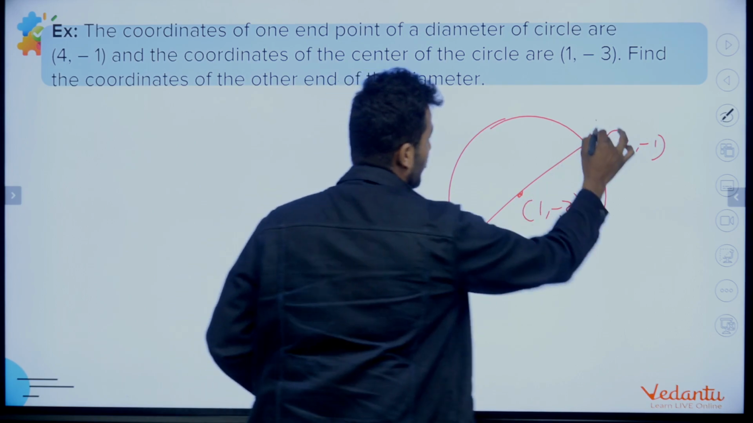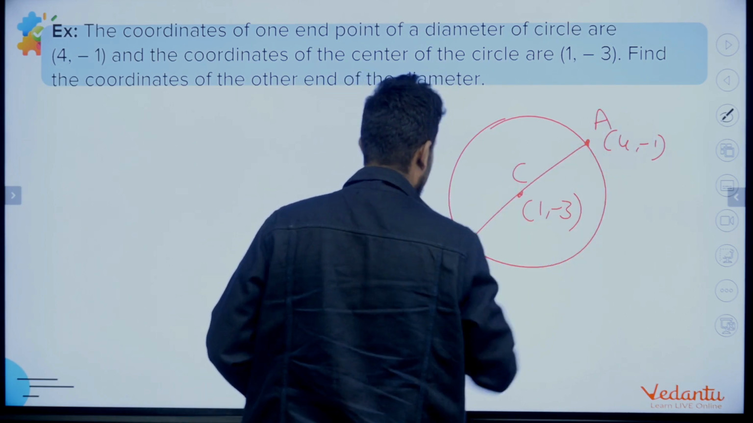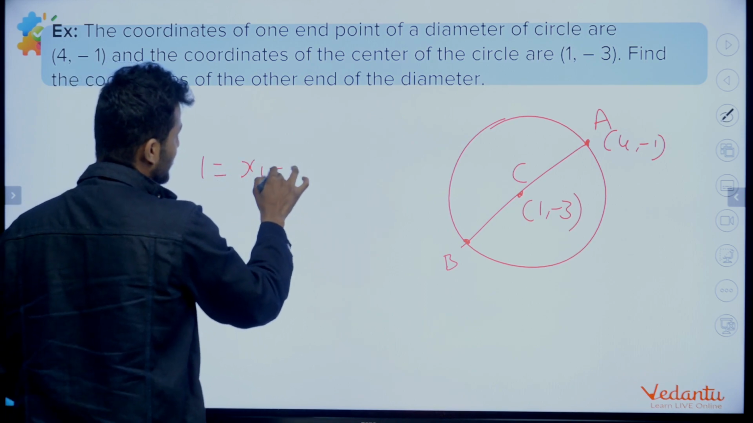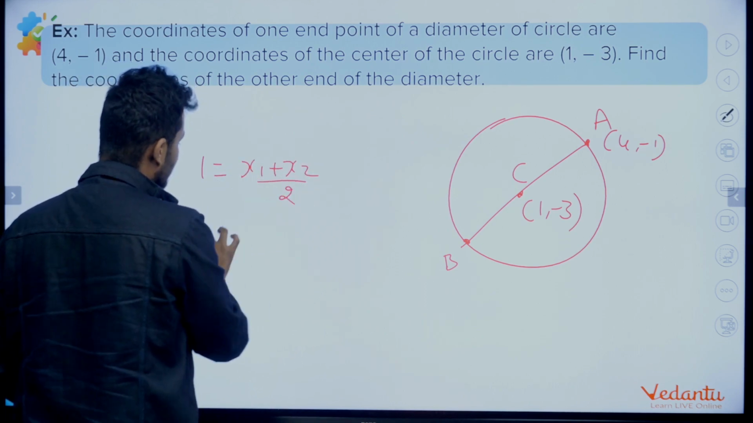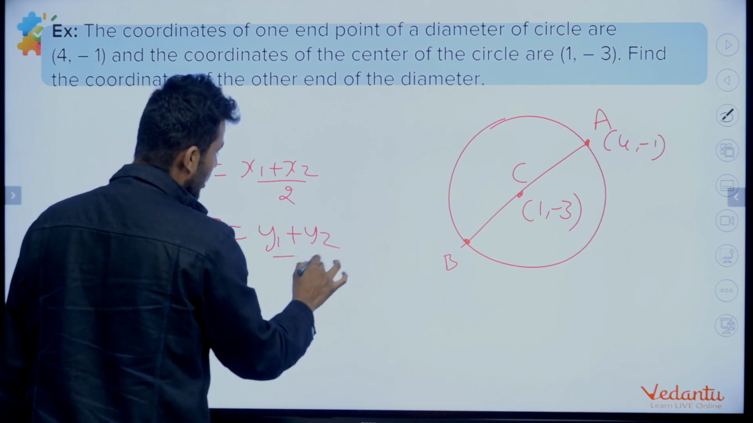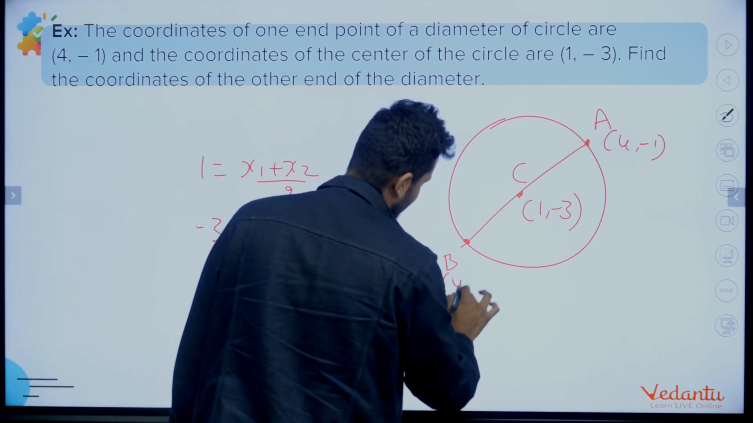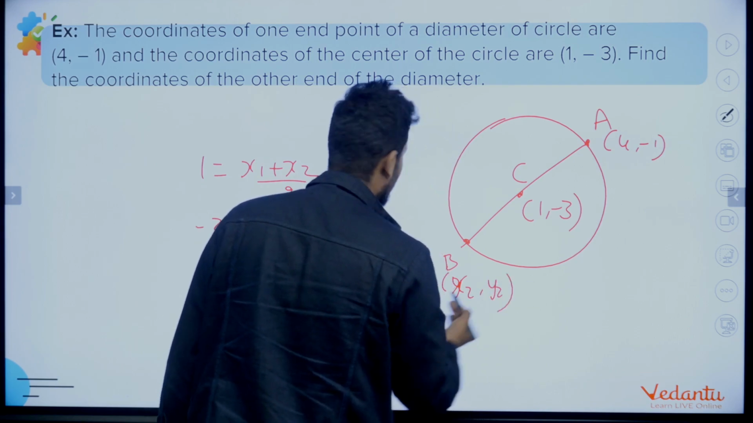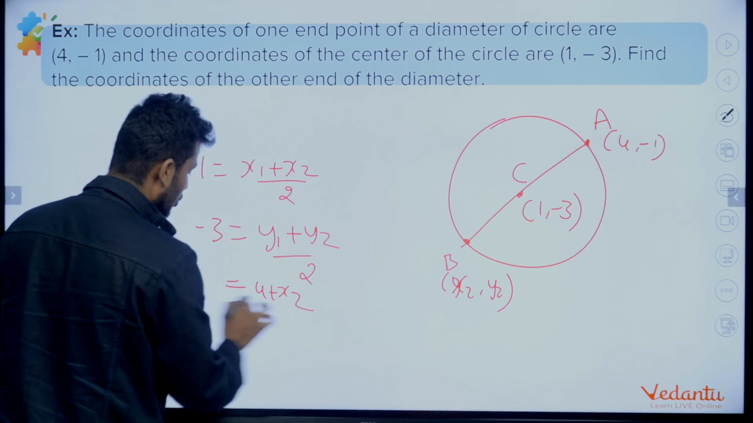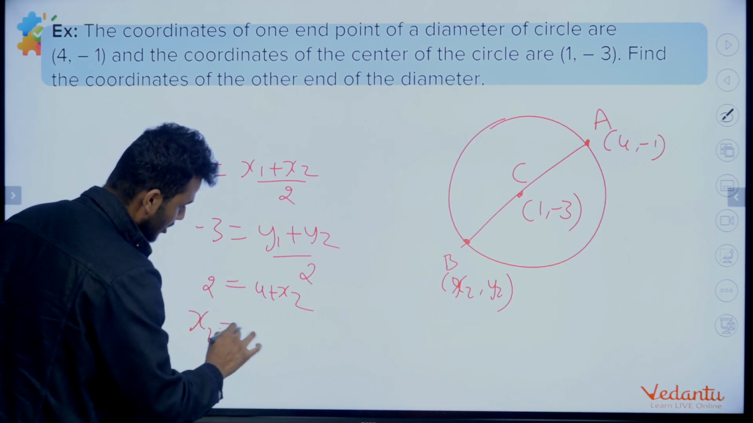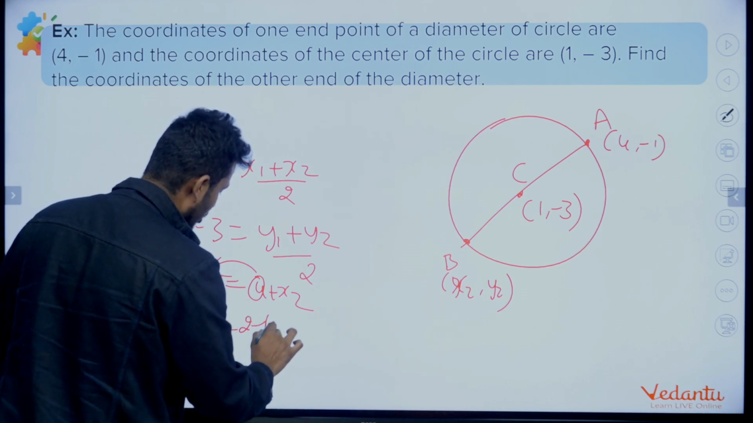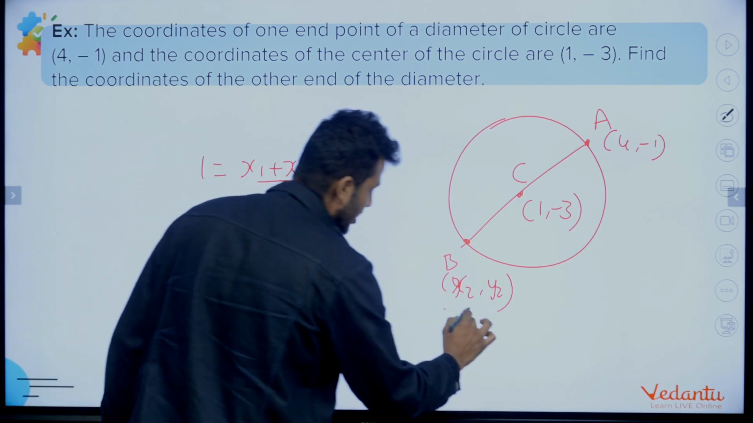We need to find the other end. For example, AB is the diameter and C is the center. C is nothing but 1 = (x1 + x2)/2. Similarly, -3 = (y1 + y2)/2. We need to find the values of x2 and y2. The x1 value is 4, so 4 + x2 = 2. If we transfer 4 to this side, it becomes negative: 2 - 4 = -2. So the x2 value becomes -2.